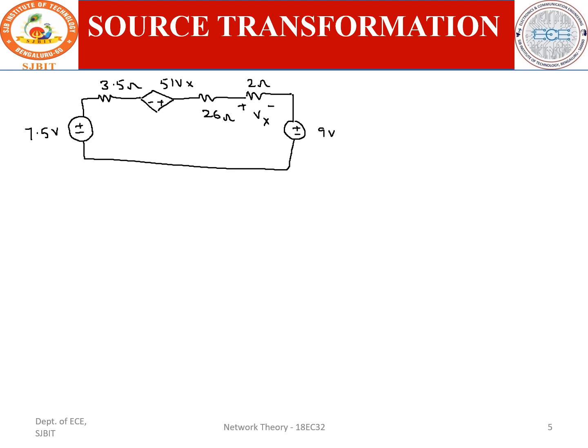The remaining dependent voltage source is 51 Vx, with the 26 ohm resistance, then the 2 ohm resistor with plus minus Vx, and here the 9 volt source. You have to write the remaining circuit like this. In the problem, he has asked what is the current flowing through the 2 ohm resistor, and this becomes a loop. Assume the loop current I, and apply KVL.